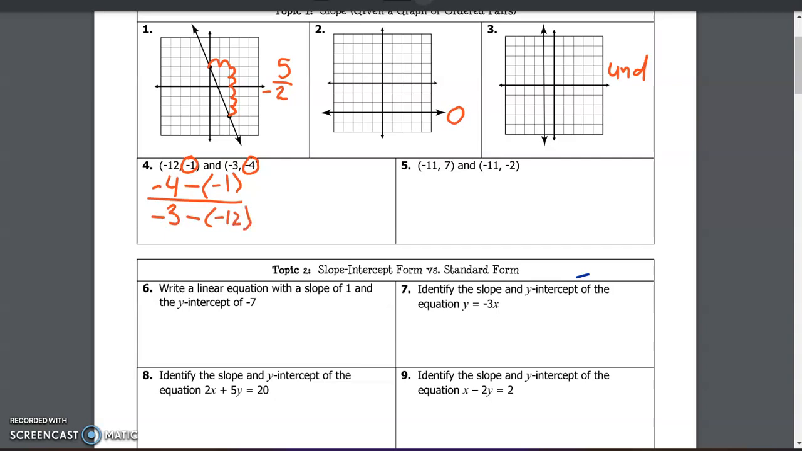Now, remember, when you see minus negative, like we do here, that means we really just change this to -4 plus 1 over -3 plus 12, which is going to equal -3 over 9, which simplifies to -1/3.